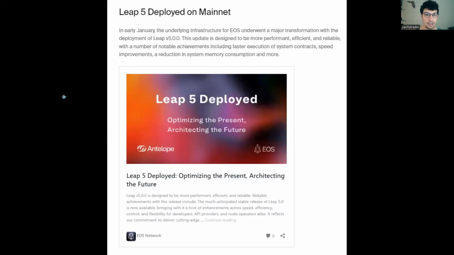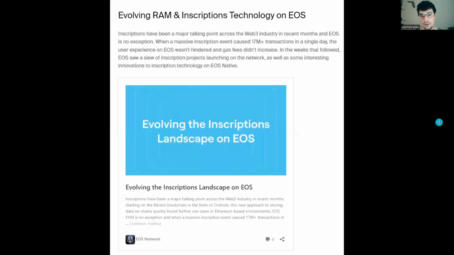Now, in early January, the underlying infrastructure on EOS underwent a major transformation with the development of Leap version 5. Now, this update is designed to be more performant, efficient, and reliable with a number of notable achievements, including faster execution of system contracts, speed improvements, a reduction in system memory consumption, and more. So, if you want to read more about that, you can read their blog to see what is really going on with Leap 5.